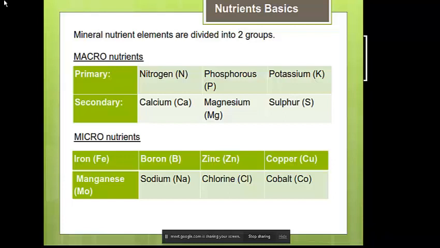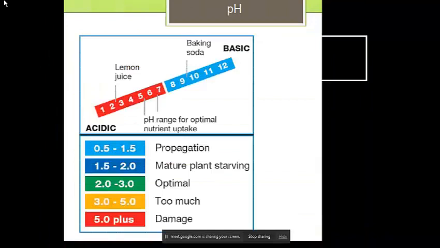So what is the primary? NPK is the primary. Got the idea with that? And secondary: calcium, magnesium and sulfur. So what is the best pH for propagating? There is a different pH. 5.5 to 6. Too high pH will damage, too low pH will also damage. So this is the pH range.